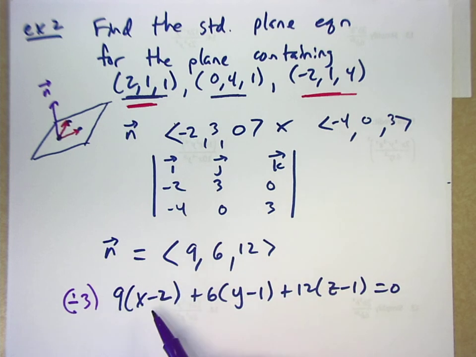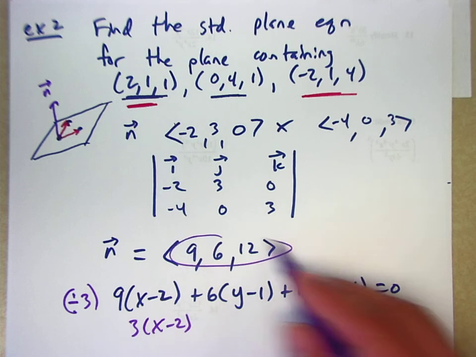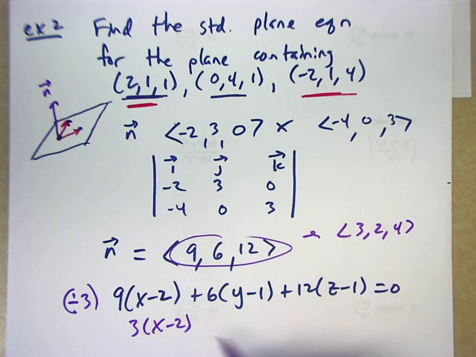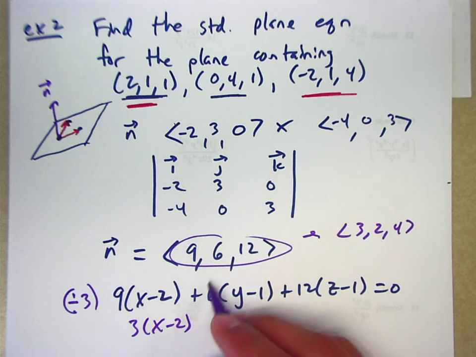So this is now going to be 3x minus 2. And I suppose you can do that here, right? This is going to be the same as 3, 2, 4. As long as you have a multiple of the normal vector that you find from the cross product, it's still orthogonal to the plane. The dot product will still be 0. So you can always reduce the coefficients here just to make things a little easier.